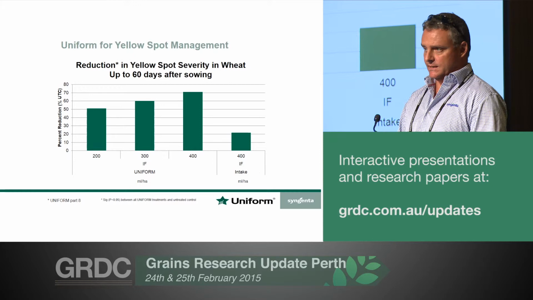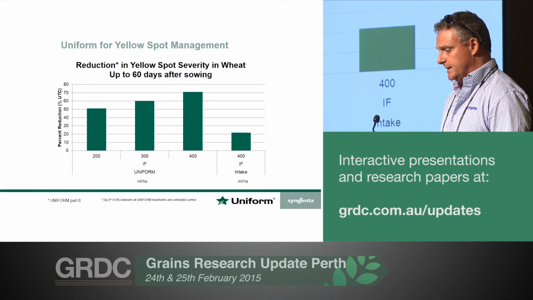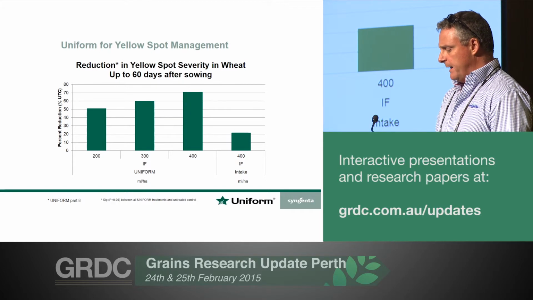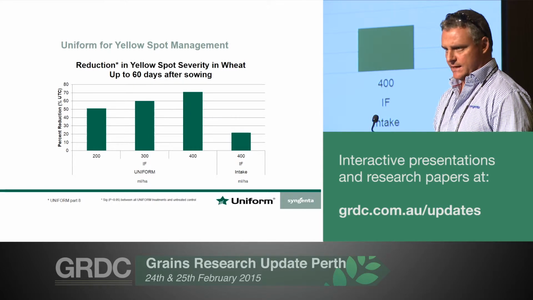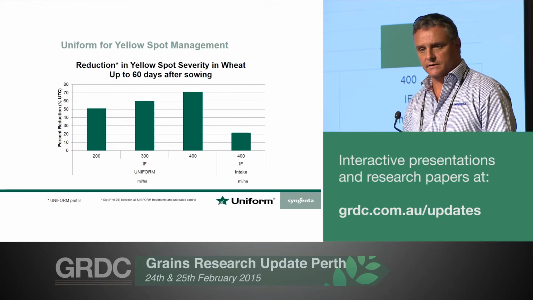Yellow spot, you can see a significant rate response curve there, moving from 200 up to 400 mils per hectare. You can see a comparison there with Intake in furrow. I understand Intake's not registered, but as you can see, giving no control at all in comparison to the Uniform.